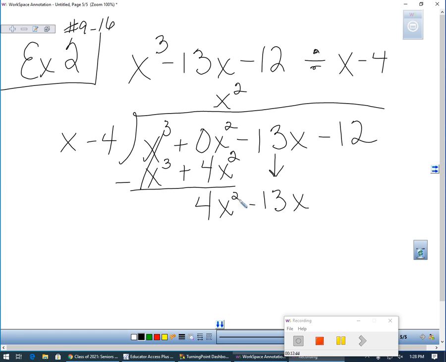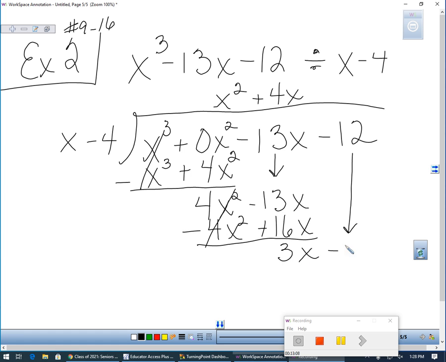What times x gives me 4x squared? Good. 4x times x is 4x squared. 4x times negative 4 is negative 16x. Draw your line, change your signs. Your 4x squareds drop out. Negative 13x plus 16x is 3x. Bring down minus 12.